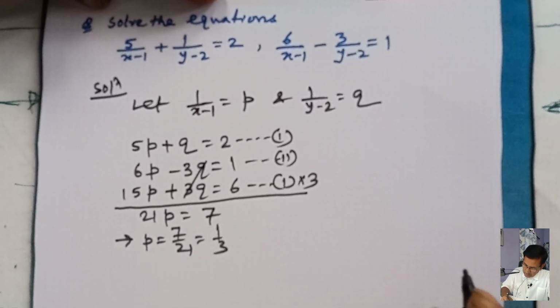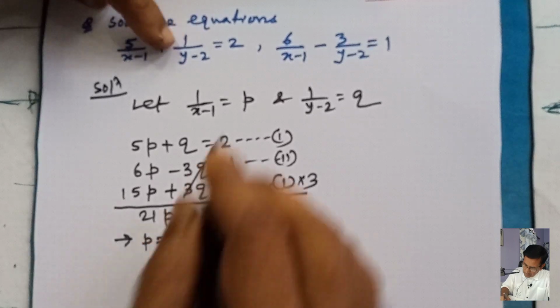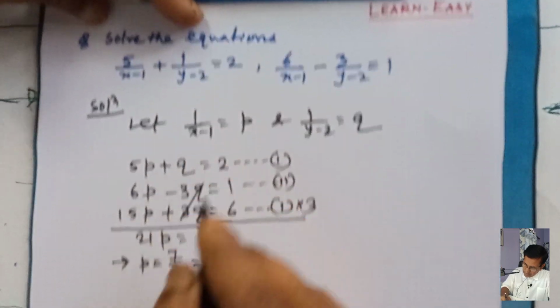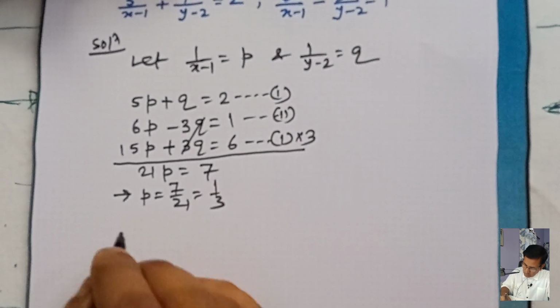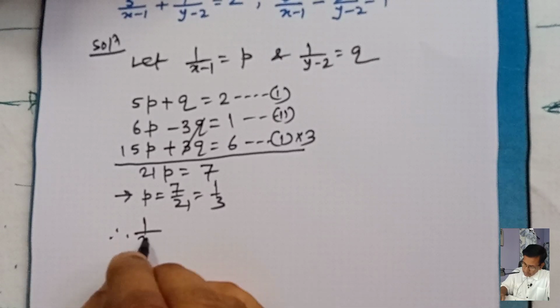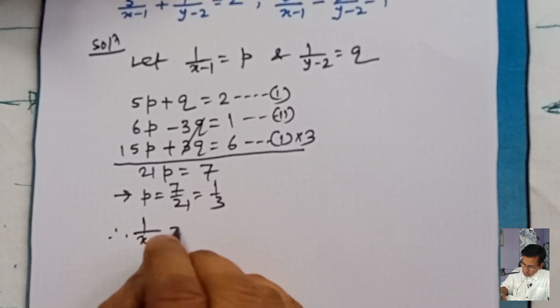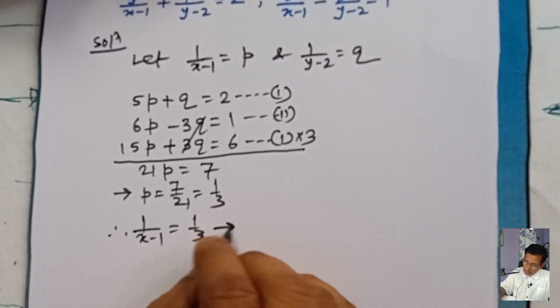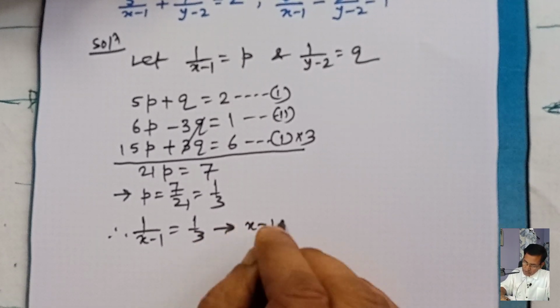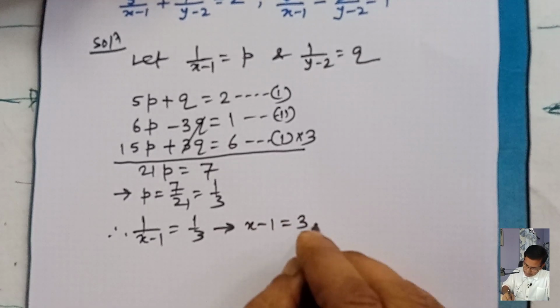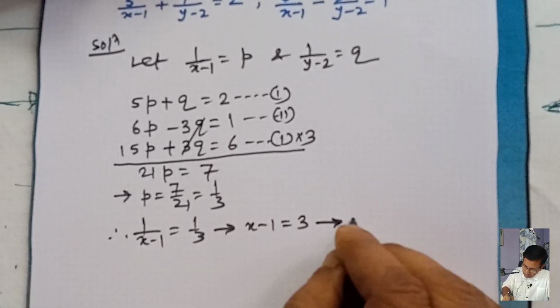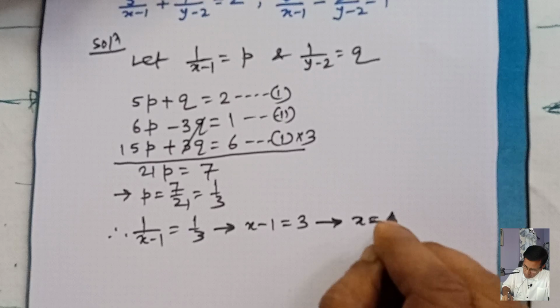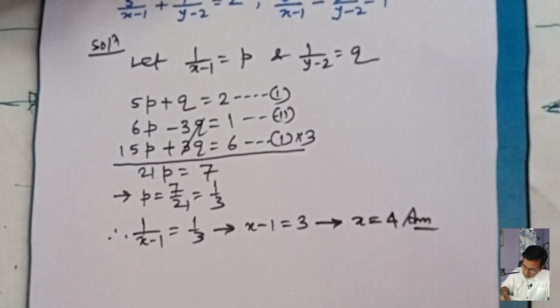When p is equal to 1/3, we have assumed p is 1 by x minus 1. Therefore 1 by x minus 1 is equal to 1/3. This will give x minus 1 is equal to 3, and this will give x is equal to 4. This is the answer.